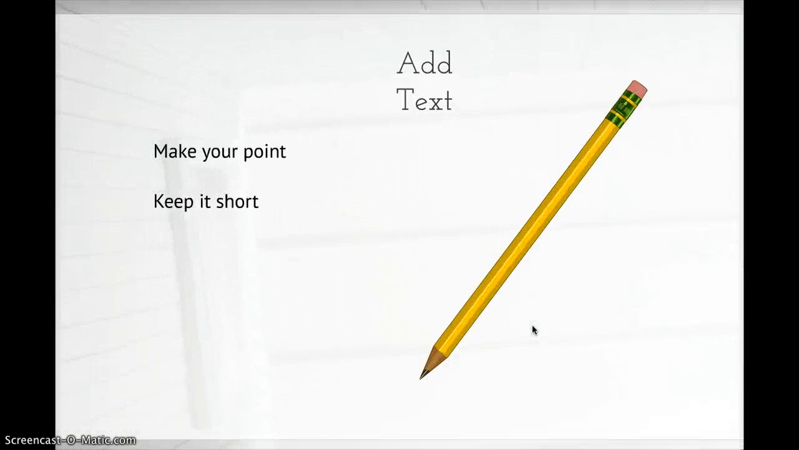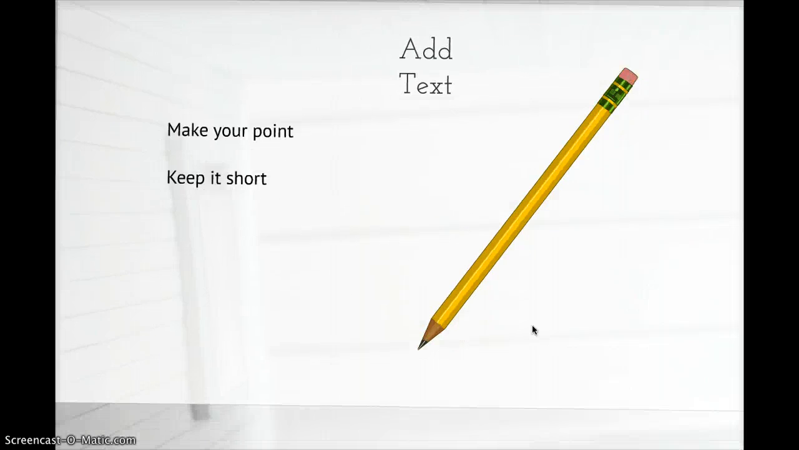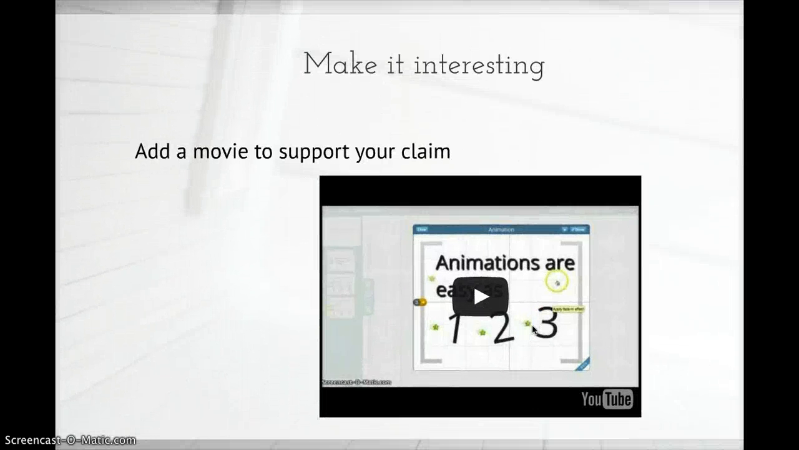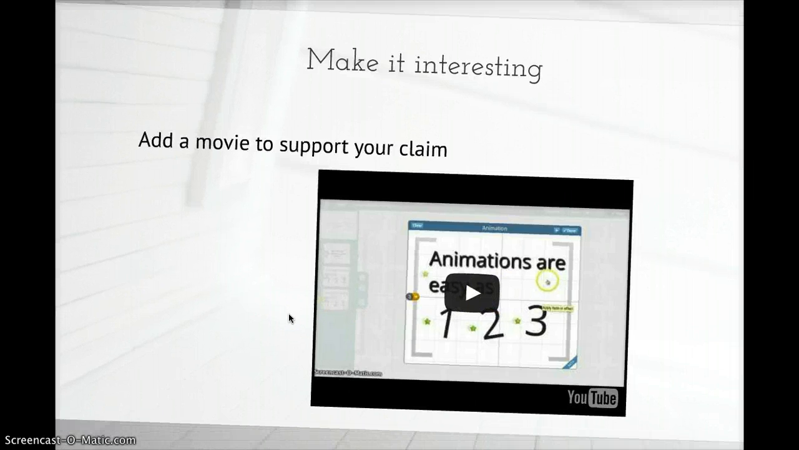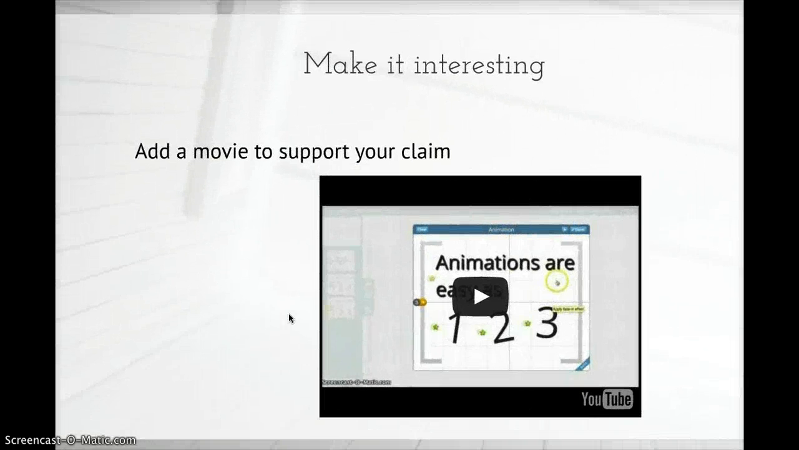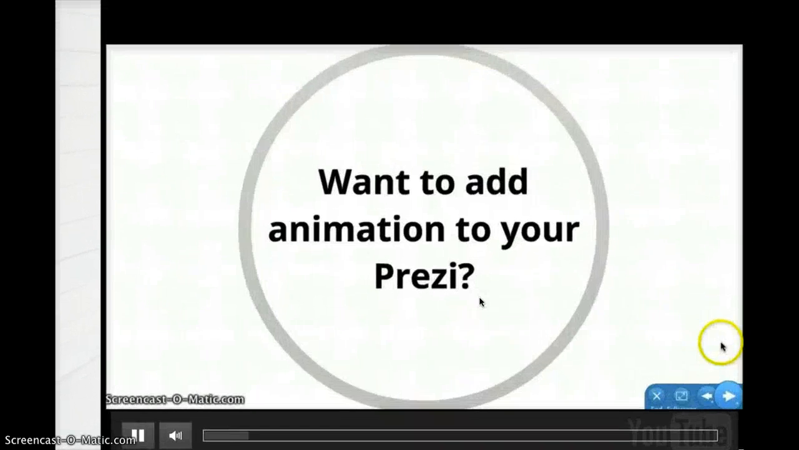So here we go. Add text, make your point, keep it short. And then I'm going to go to the next one, make it interesting. Add a movie to support your claim. Now let's see if my arrow key causes the movie to play. I don't think so. I think I would have to tell it. So I manually have to click on this. Well, we'll try it first. I'm going to use my arrow key. No, see, it doesn't hit the video when I use my arrow key. So I'm going to have to manually play the video, and it will play.